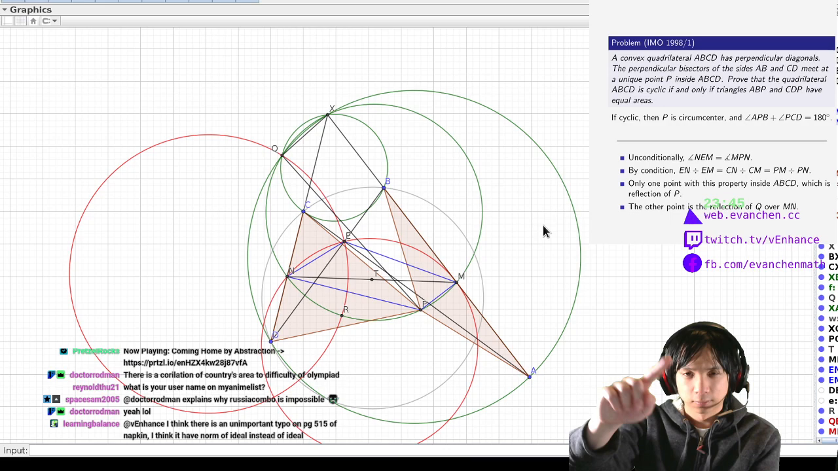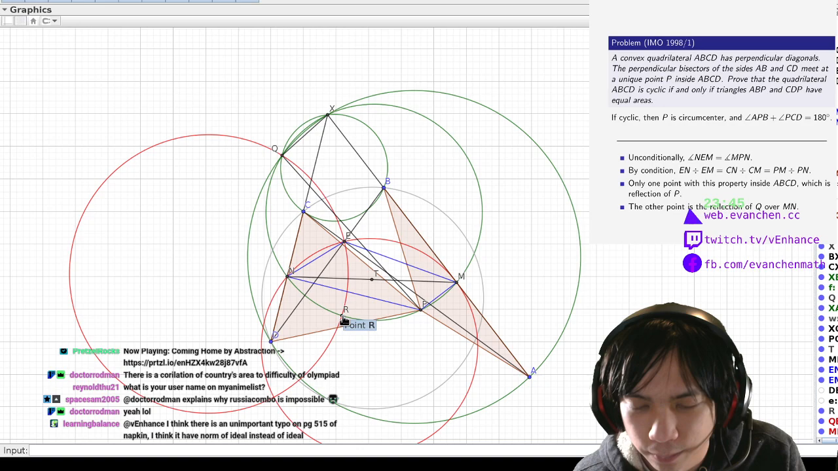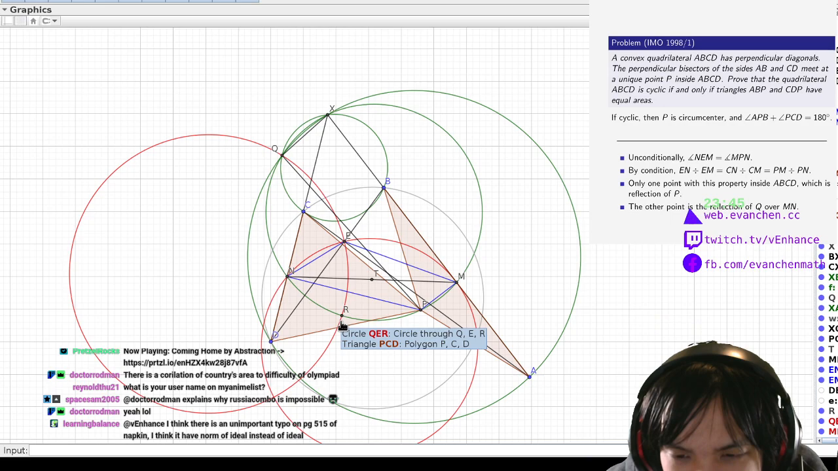Okay, how do I prove that Q is not at a right angle? Because these circles with diameters... Well, okay. That's so horrible.